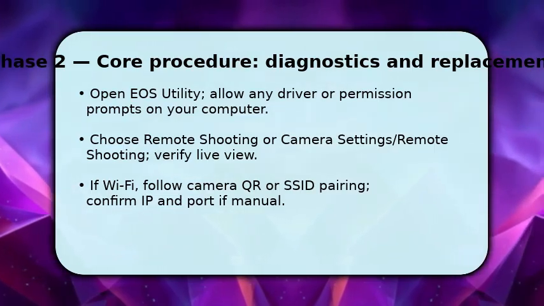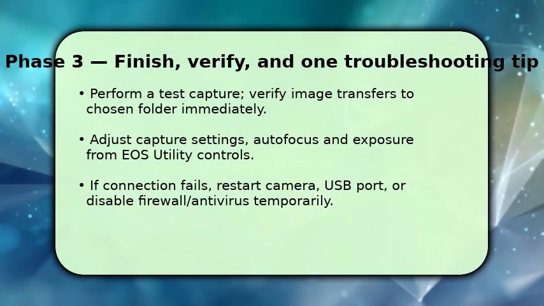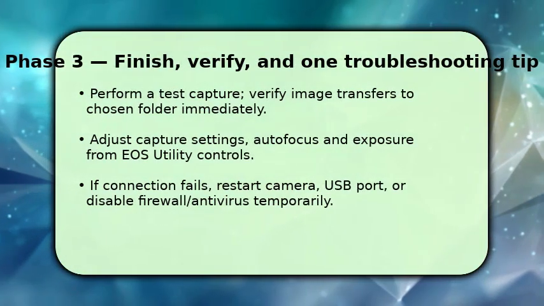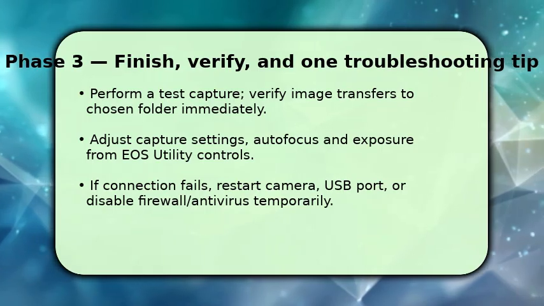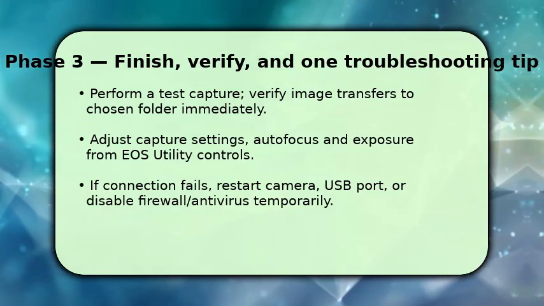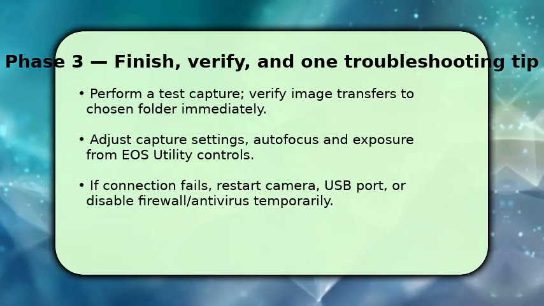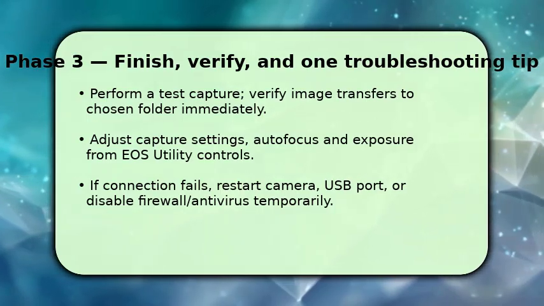You finish by performing a test capture and confirming images land in the folder you set inside EOS Utility. This verifies both control and transfer. Once confirmed, adjust focus, exposure, and file naming from the utility so your workflow is consistent.